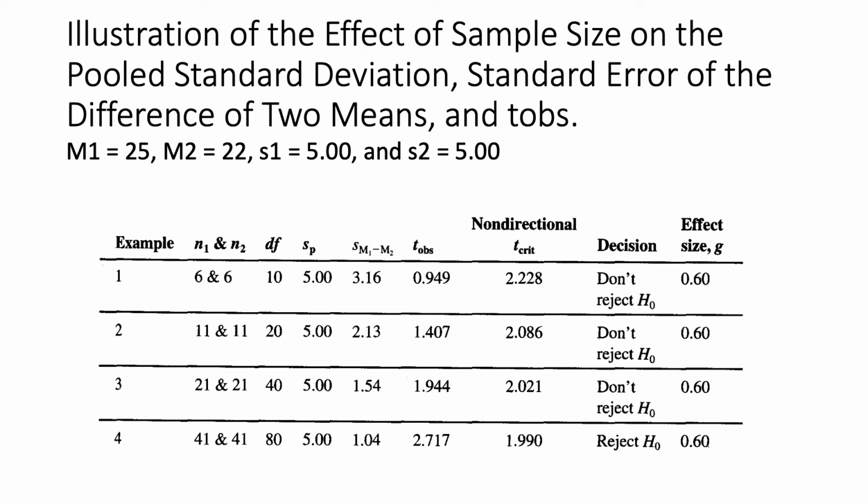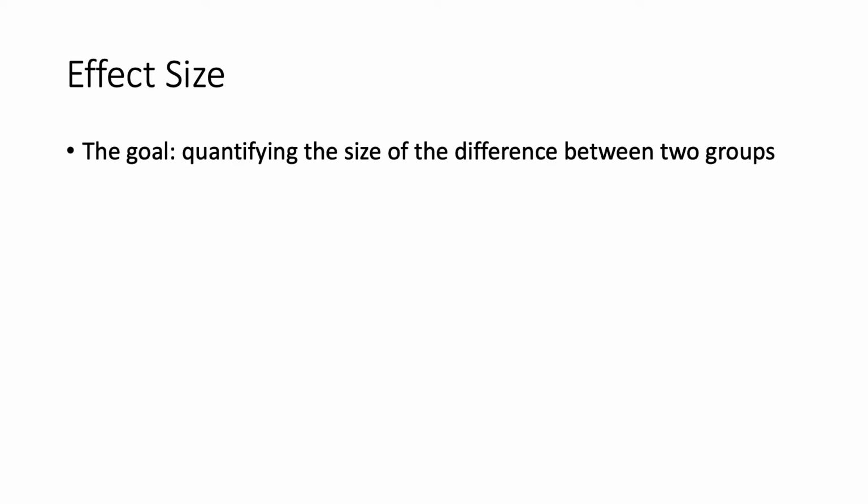That's called effect size. The example shown here is that across all 4 of these samples, effect size remains the same, and is not influenced by the different sizes of those samples. Effect size is, at its most basic definition, a way of quantifying the size of the difference between 2 groups.